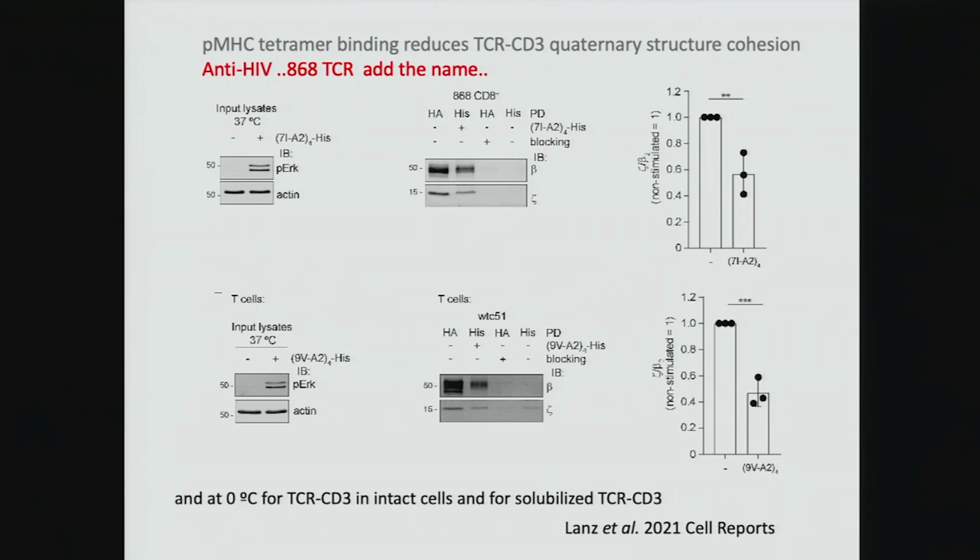This was also done at 4 degrees, which comforted us that this could really be a conformational change. It works in intact cells, but also in solubilized TCR. You take solubilized TCR with this detergent, you add the ligand, then you capture the non-engaged or engaged, and you show that also here you recover less zeta.